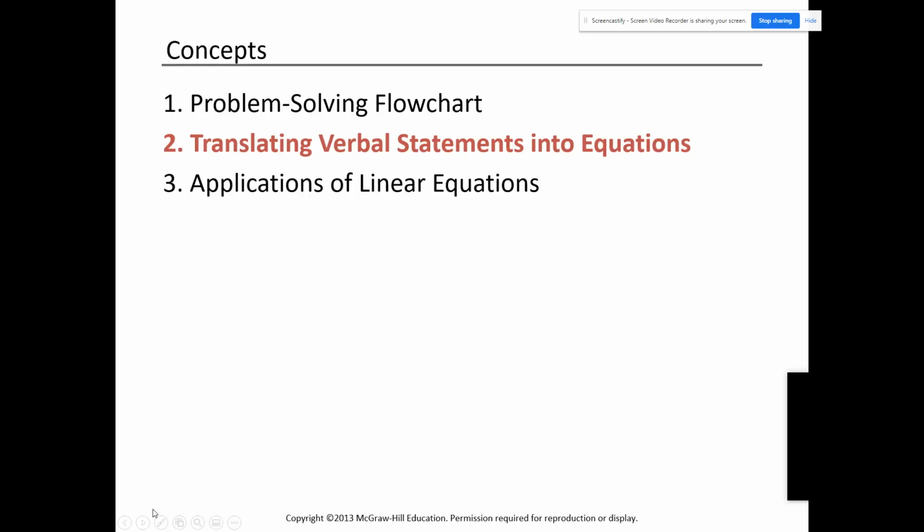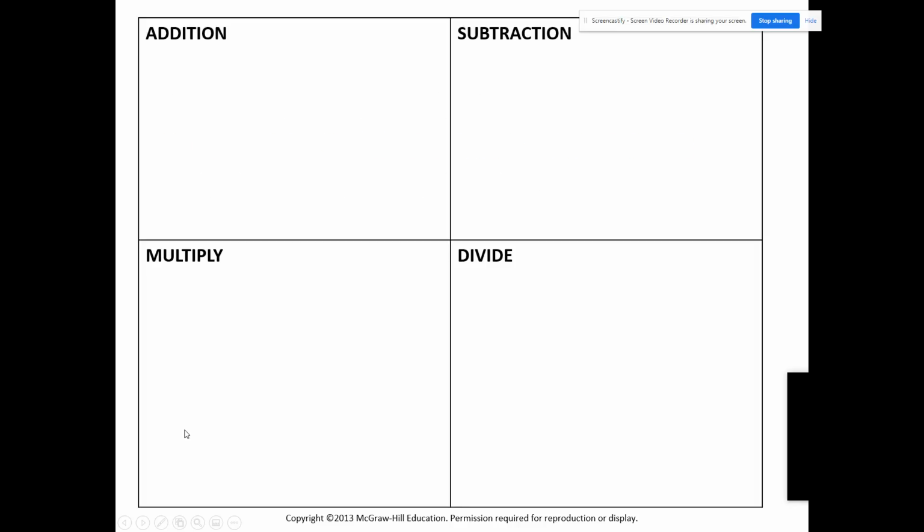Okay, so the second concept is then actually translating the verbal statements into equations using the steps in the flow chart. So in order to do that, we need to point out key terms that you can familiarize yourself with so you know if you're going to add, subtract, multiply, or divide. Now, there are a lot of words to signal what you're going to do. I'm only going to highlight some important ones that you'll see throughout the rest of the course.